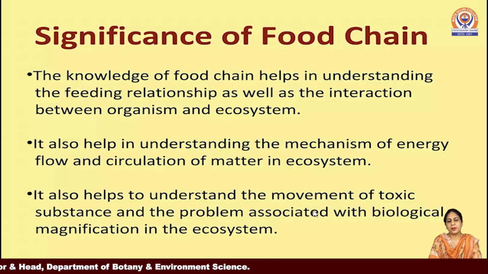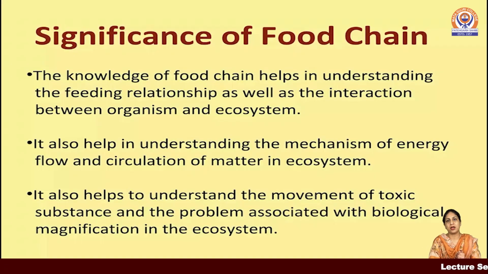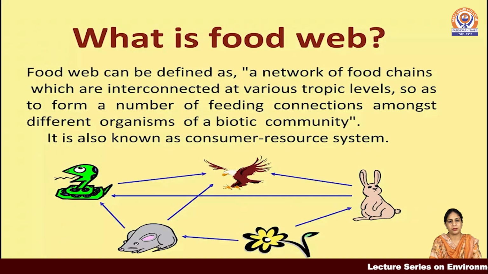Further, it also helps in understanding the movement of toxic substances and the problems associated with biological magnification in the ecosystem. So here we can understand how the toxic substances are being accumulated in the ecosystem and are causing adverse effects. Even that can be understood by the knowledge of food chain. Next, coming to the food web.